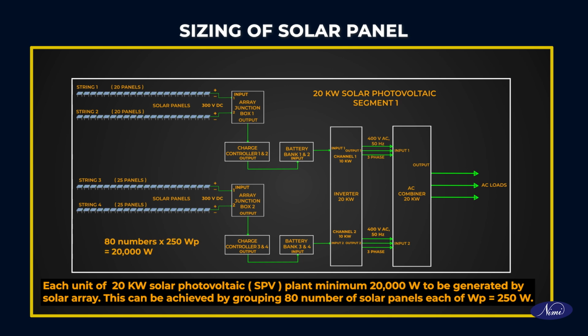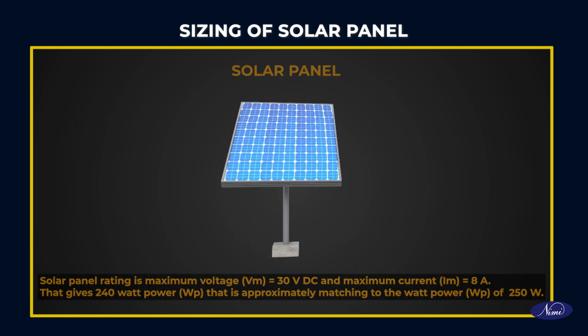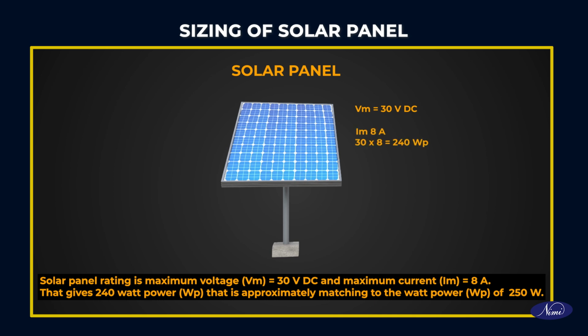This can be achieved by grouping 80 solar panels, each of watt peak WP equal to 250 watts. The solar panel rating is maximum voltage Vm equal to 30 volts DC and maximum current Im equal to 8 amperes, which gives 240 watt peak WP, approximately matching the watt peak WP of 250 watts.